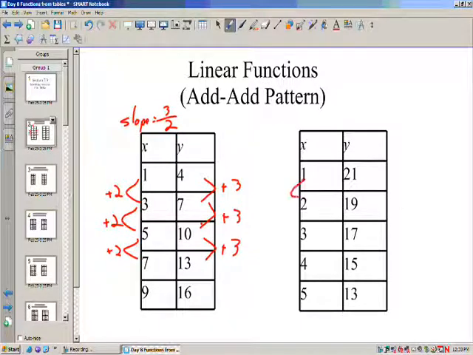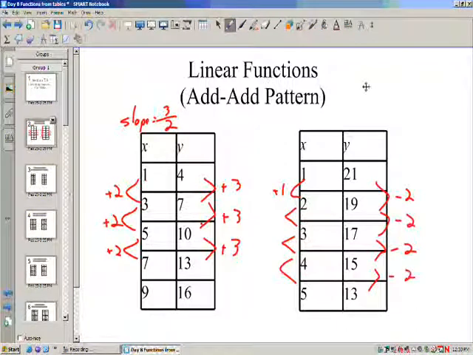So for this, we're going up by 1s, 1s all the way down. So what we're doing here is we're going down by 2s. So my slope is just going to be negative 2 over 1.